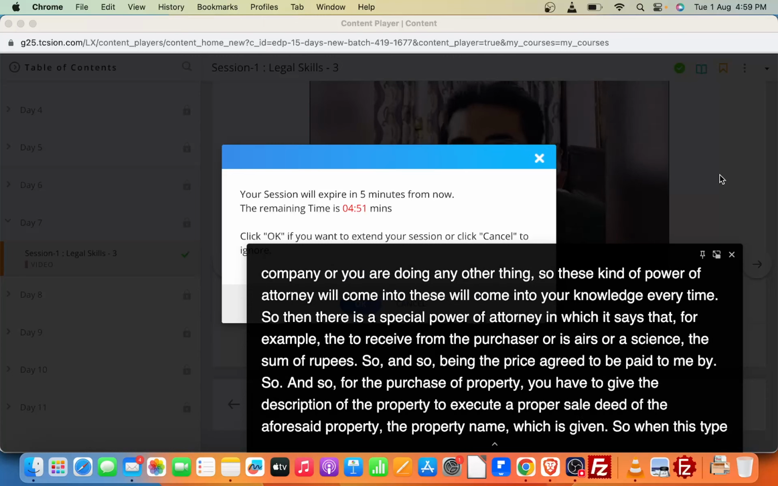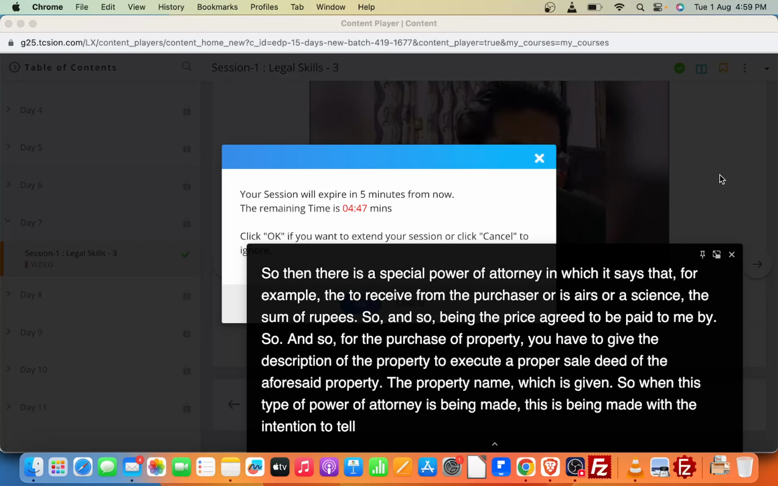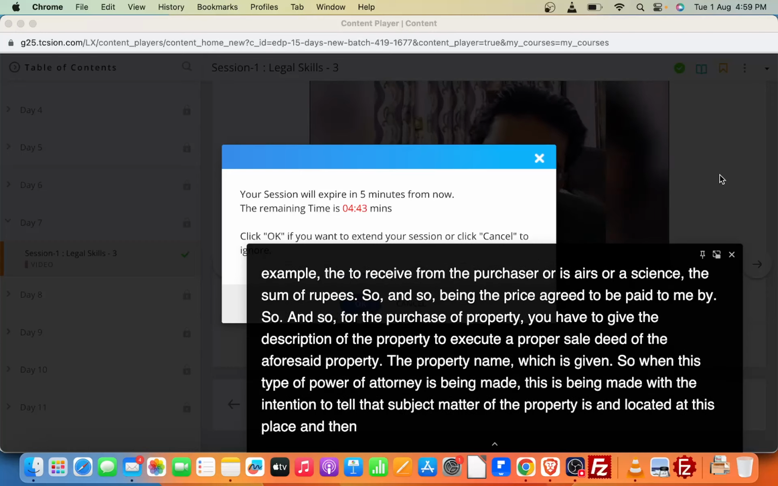When this type of power of attorney is being made, it is made with the intention to tell that the subject matter of the property is located at this place, and then the power of attorney describes in detail what the person to whom this authority is given can do. So he can do only things in relation to that specific property and not in relation to all the things which that person may have. A person may have more than one property.